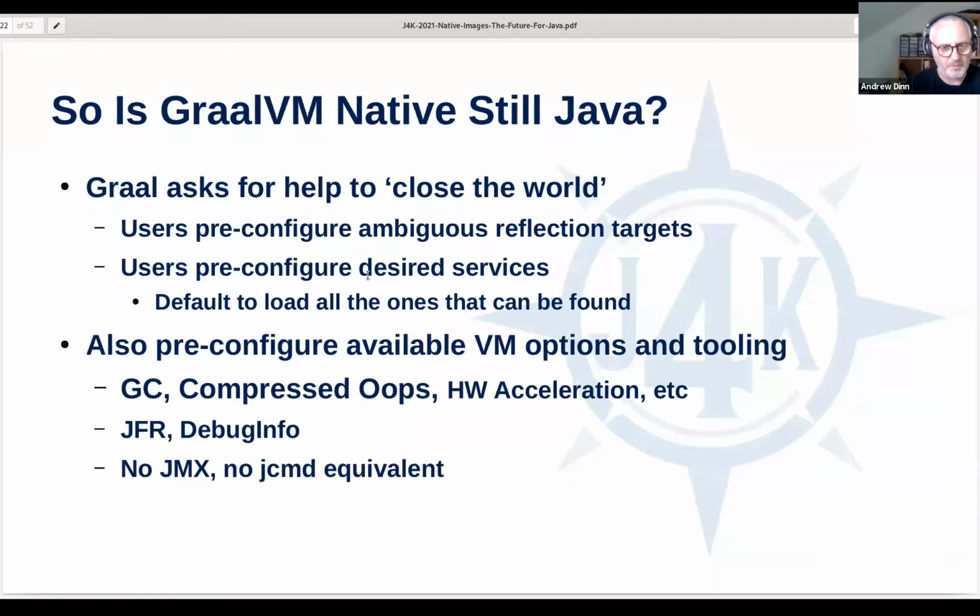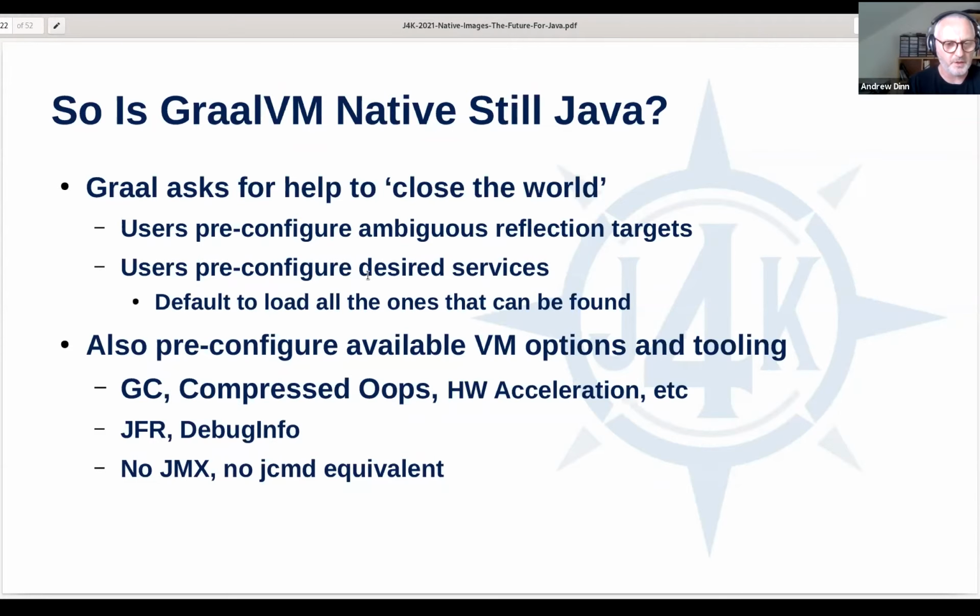The actual VM options need to be defined in advance. These are only enterprise options. The garbage collection and compressed oops options are available in enterprise Graal. You have to pre-commit to that because when you compile the code in advance, you need to put garbage collector barriers into the code. And so you need to decide how that's going to be written. Doing it dynamically would involve a lot of call outs. It would be really inefficient.